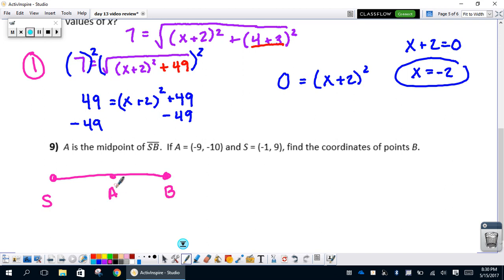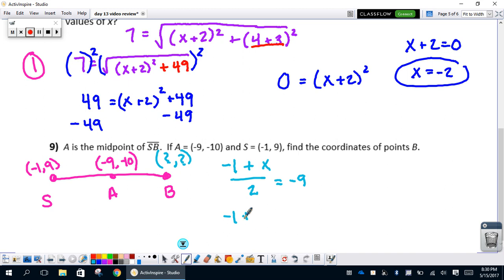And A is at (-9, -10), and S is at (-1, -9). You have to find the coordinates of B. Okay, so you know -1 plus some x divided by 2 has to get me to -9. Multiply both sides by 2. -1 plus x equals -18. Solve for x.